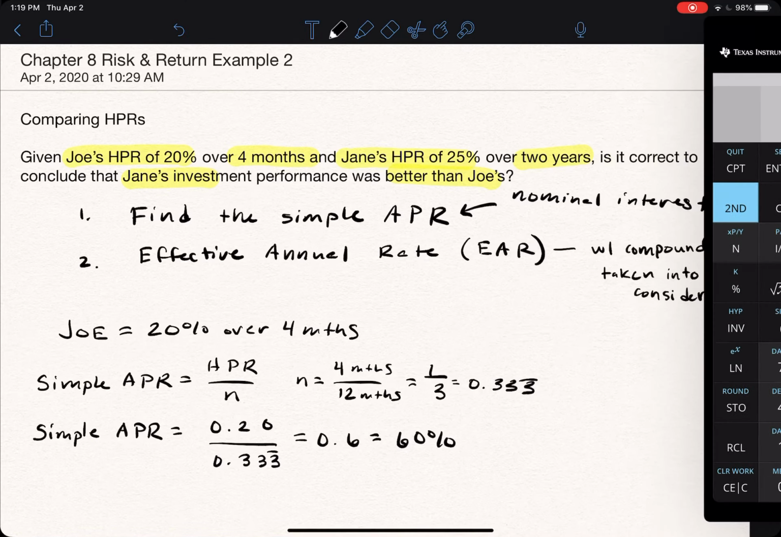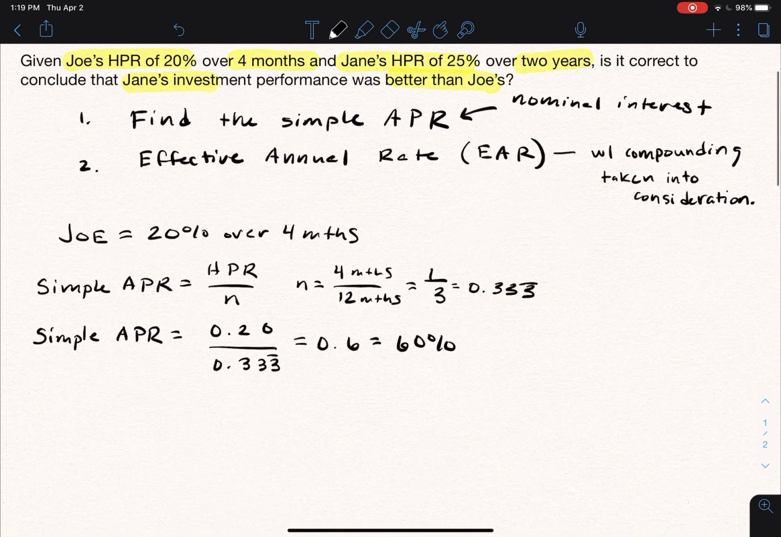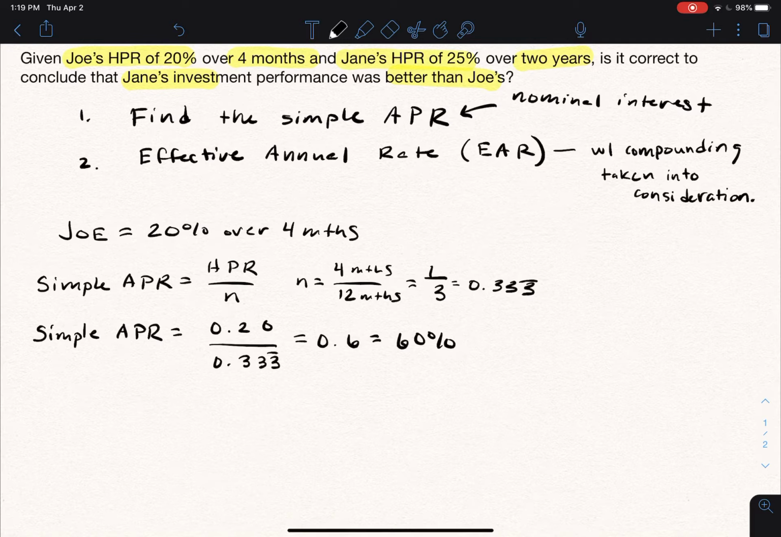So if someone were to ask us, what was Joe's APR for his investment? He had a 60% annual percent rate, 60% return on his investment. That does not include any form of compounding. That is just a simple APR. Now let's jump over and look at Jane. I'm going to have to move down a little bit. So let's look at Jane.